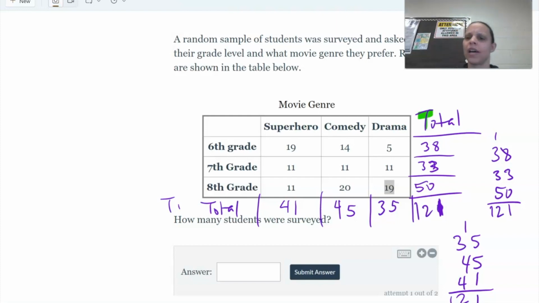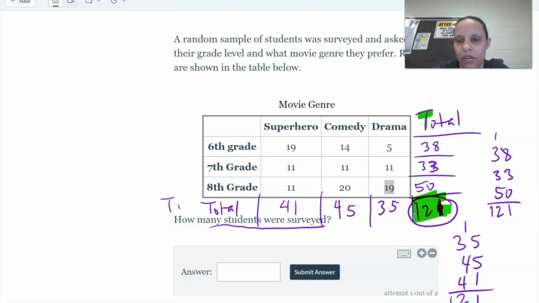So just be careful when you're adding your totals. Obviously, you use a calculator if you're allowed to use a calculator. All right, now that you have your totals, you can answer any questions. How many students were surveyed? So how many total students were surveyed? 121. And I'm going to answer all the questions in this one question because I don't feel like adding all those numbers up again. All right, so 121 was surveyed.